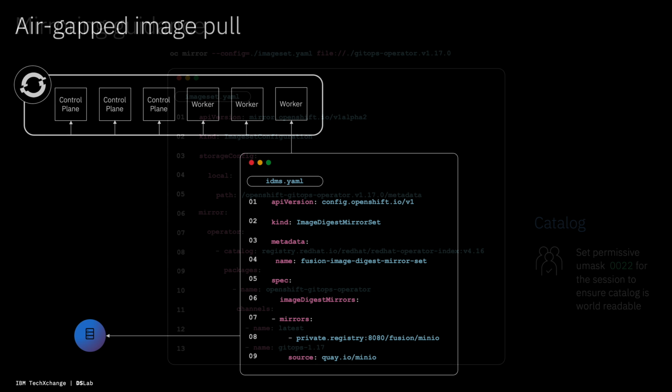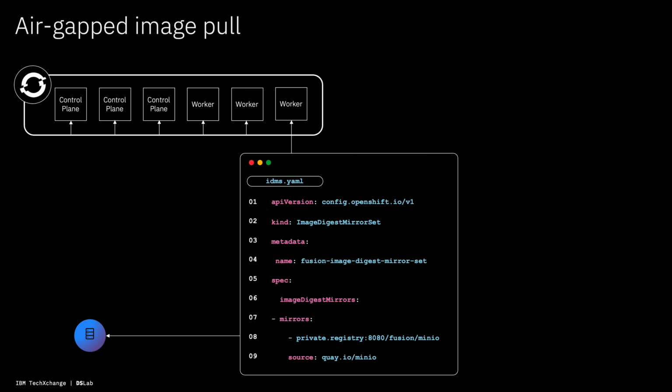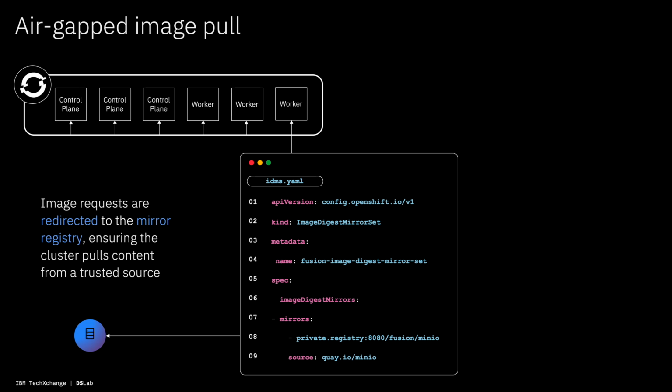OC Mirror also generates the Image Digest Mirror Set, or IDMS. This configuration redirects the cluster to pull operator and release images from your registry. The IDMS mirror entries are prefix-based mappings, so only the parent repository path is specified. This allows redirects for all descendant image digests.